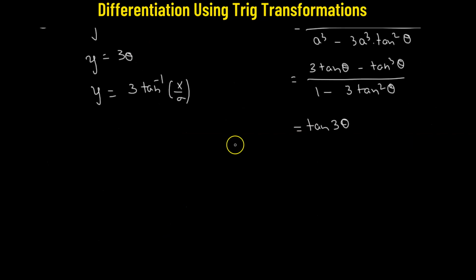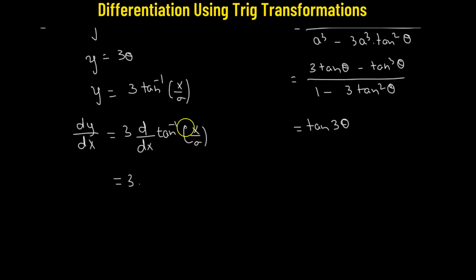To find the derivative, what we'll do, we'll take the derivative on both sides with respect to x. So that will be equal to 3 times derivative with respect to x of the inverse tangent of x over a. So that means we have 3 times. Now what we do, we'll use the derivative of the inverse tangent function. We know that derivative with respect to u of tangent inverse of u is given by 1 over 1 plus u squared. So here we'll use this formula to get 1 divided by 1 plus, so here u is x over a, so we have (x over a) whole squared, but we'll need to use the chain rule.